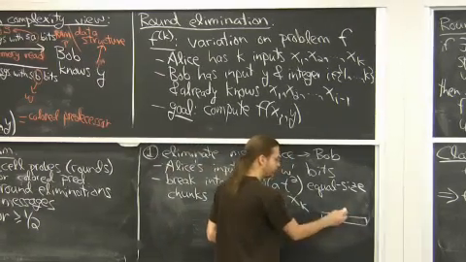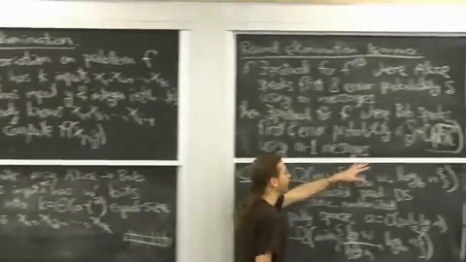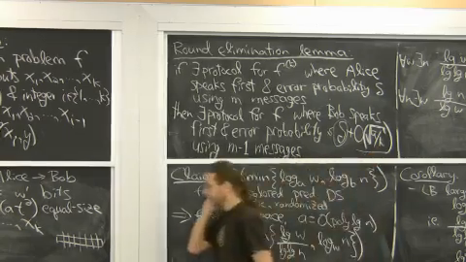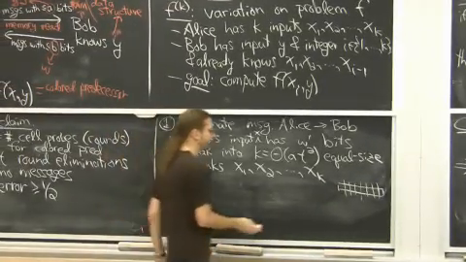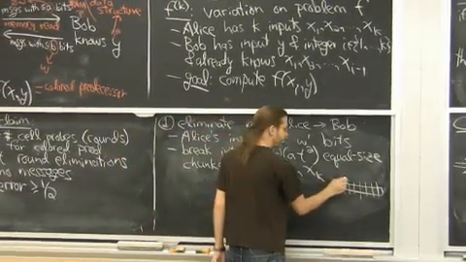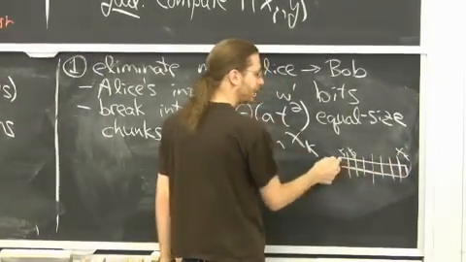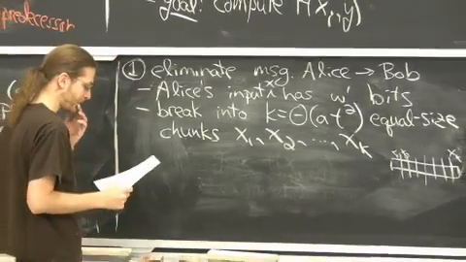Van Emde Boas would split it in half. We're going to split it into more pieces because we need to guarantee that this error is small. We need k to be large for this error to be small. I claim this is the good choice of k. And so now this is x1, this is x2, this is xk. The low order bits are xk, the high order bits are x1, or the reverse, it doesn't actually matter.